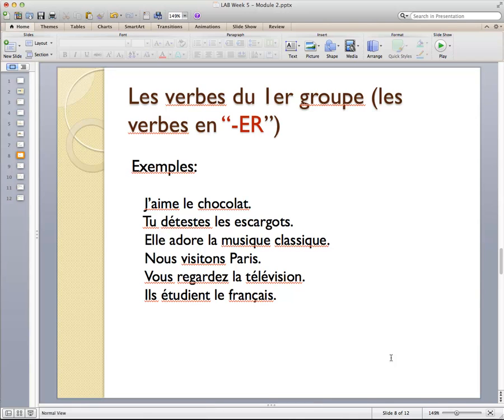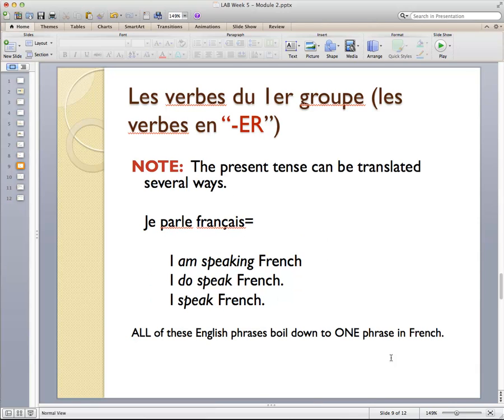Encore des exemples. J'aime le chocolat. I like chocolate. Tu détestes les escargots. You hate or detest escargots, snails. Elle adore la musique classique. She loves classical music. Nous visitons Paris. We are visiting Paris. Vous regardez la télévision. You are watching TV. Or, ils étudient le français. They study or they are studying French.